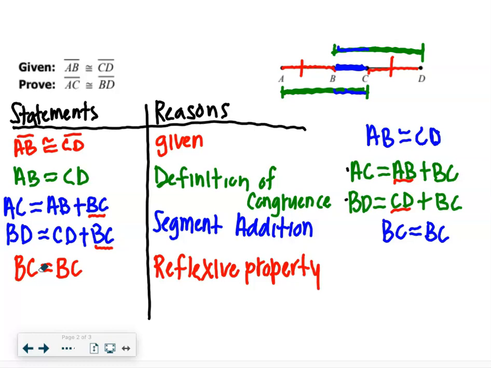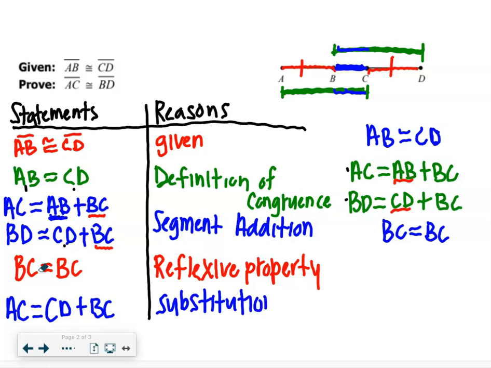Then if we notice up here, we already said AB is equal to CD. Well, here's my AB and CD. So now I'm going to rewrite what my AC equals. I'm going to write AC equals, but instead of saying AB right here, I'm going to replace it with CD plus BC. That was substitution, because I replaced something that was equal. Substitution property.